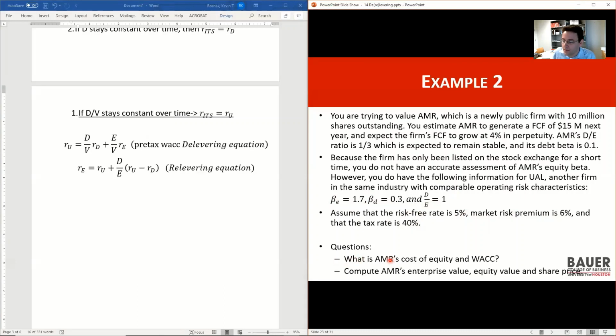Questions: What is AMR's cost of equity and their WACC? And then what is their enterprise value and equity value and share price? So the first part is the new part. We need to find AMR's cost of equity. That's the new thing. Once we have that, the rest is review. Find the WACC, find the enterprise value, equity value, share price. That's all review. But the new thing is to find their cost of equity.